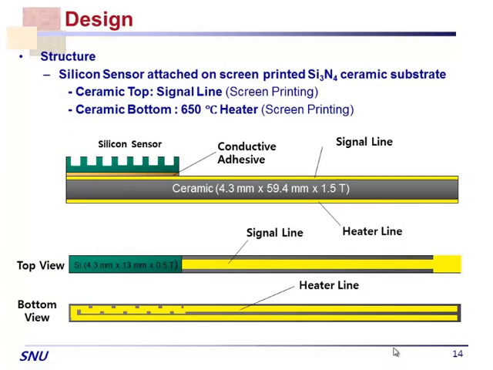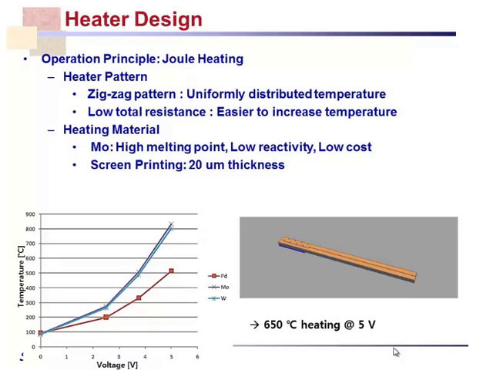Our approach is quite simple, in the sense that this is a ceramic plate for good packaging, and then there is one silicon structure here, and we put the signal line on the top and the heater line at the bottom. On the top this is a signal line, and then this is a sensor area, and the heater is in the back. So it's quite a simple structure.